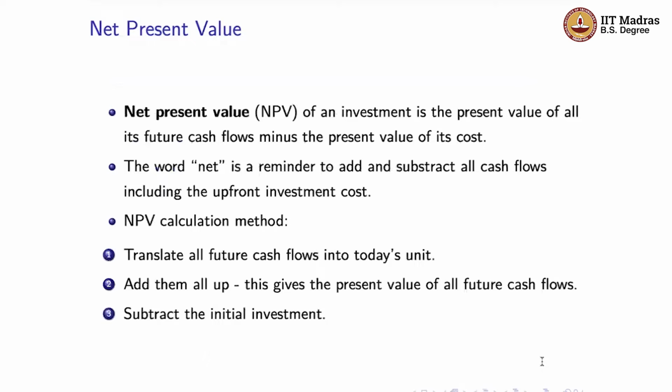So this is basically nothing but the present value of all its future cash flows minus the present value of its cost, right? So the word net is there to remind you that you need to add and subtract all cash flows, including whatever is the upfront investment cost. Okay. So the NPV calculation method is the following algorithm. First translate all future cash flows into today's units, then add them all up. This gives you the present value of all the future cash flows. And then whatever is the initial cost that you are incurring this period, you should subtract from this present value of all future cash flows to get the NPV, right?